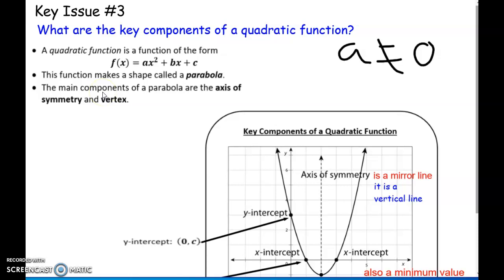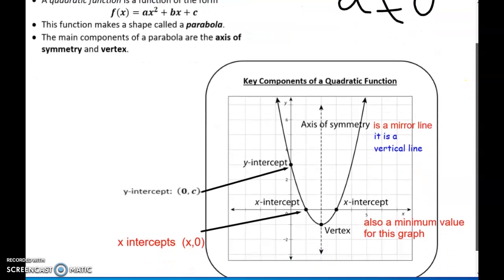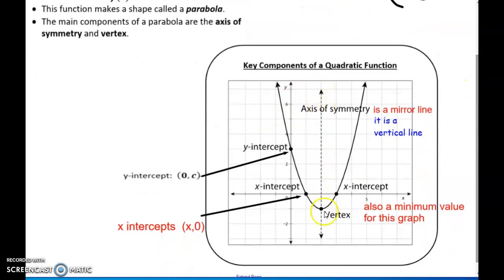The main components of a parabola are its axis of symmetry and its vertex. Okay, axis of symmetry is just what it sounds like. An axis is a straight line. So the axis of symmetry is the line that goes right through the vertex here. Okay, so a vertex is just a point. It's an x value and a y value. And in this case, our x value is, see, we're over 2 and up 0. So, I'm sorry, over 2 and down 1, I apologize. So that's our vertex. We can read it right off the graph there.